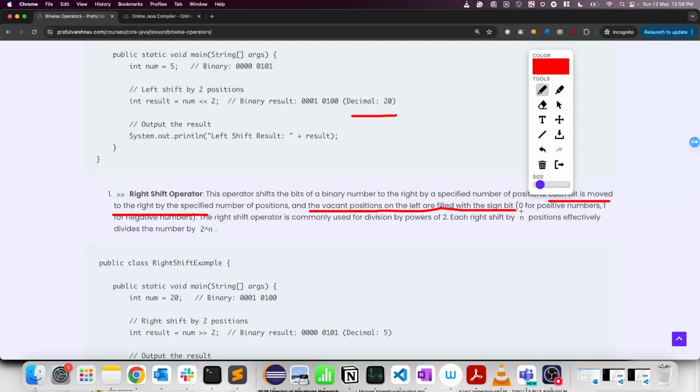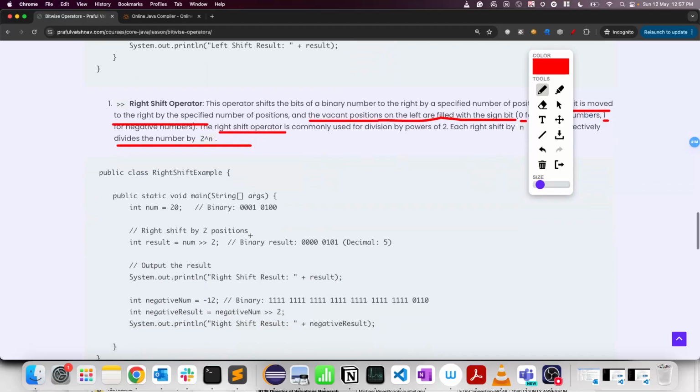If the number is positive, it will be filled with 0, because the sign bit will be 0 for positive, and the sign bit will be 1 for negative. So the right shift operator is used for division by a power of 2. Basically, each right shift by n divides the number by 2 raised to the power n.